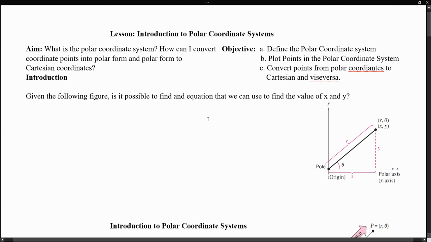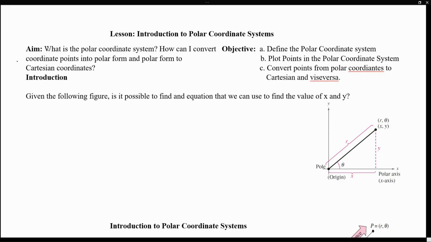In this lesson, we will introduce the idea of a polar coordinate system. Let's start by reviewing some trigonometry. Under this introduction question, it says, given the following figure, is it possible to find an equation that we can use to find the values of x and y?